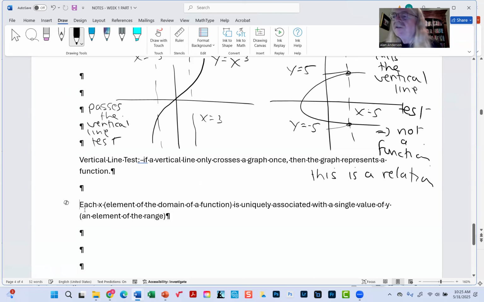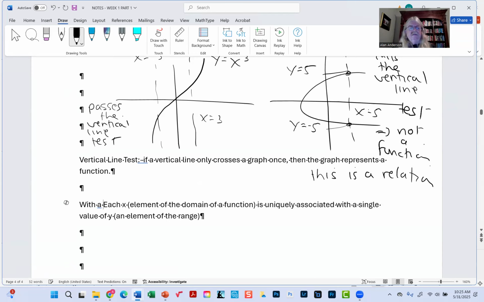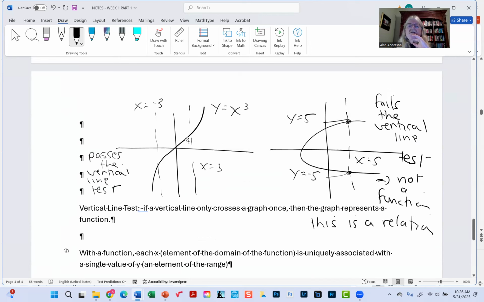So with a function, let me fix this a little bit. Each x, or element of the domain, is uniquely associated with a single value of y, meaning a single element in the range. That's clearly true here because, for example, when x is 3, y is 8. When x is -3, y is -8. Okay. But when the same x is associated with two different y's, that means it's not a function.